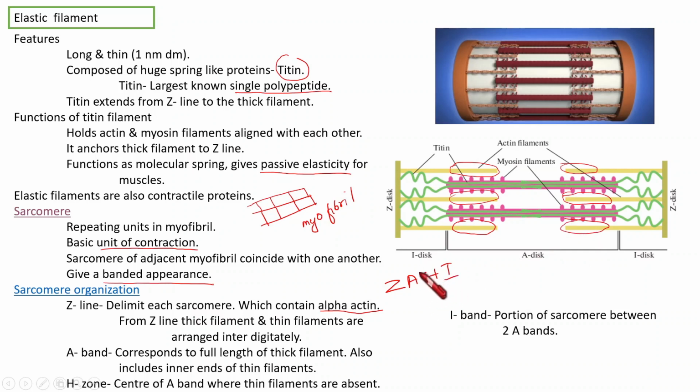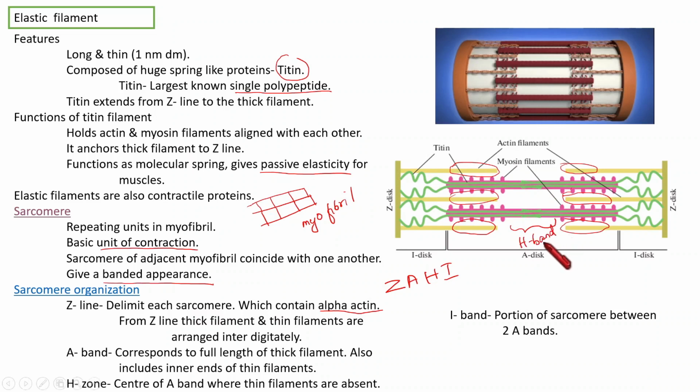Then the H band. The H band is the middlemost portion, and that contains only the thick filament. That area doesn't contain any portion of the thin filament. So this is the H band.